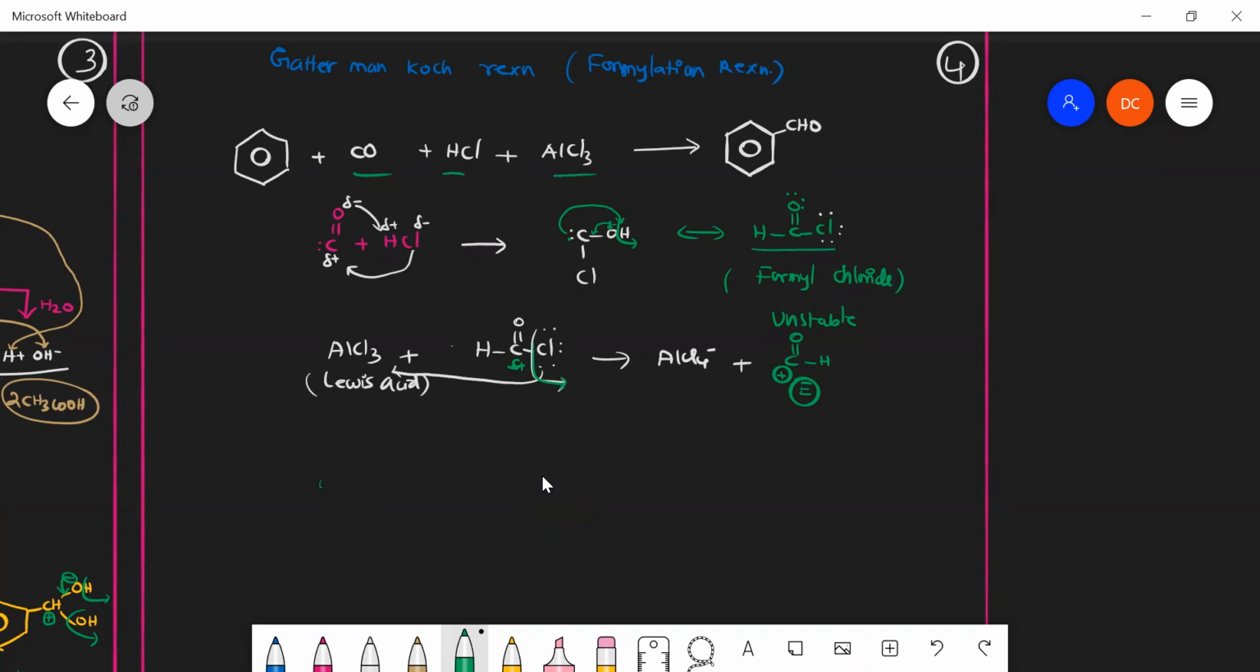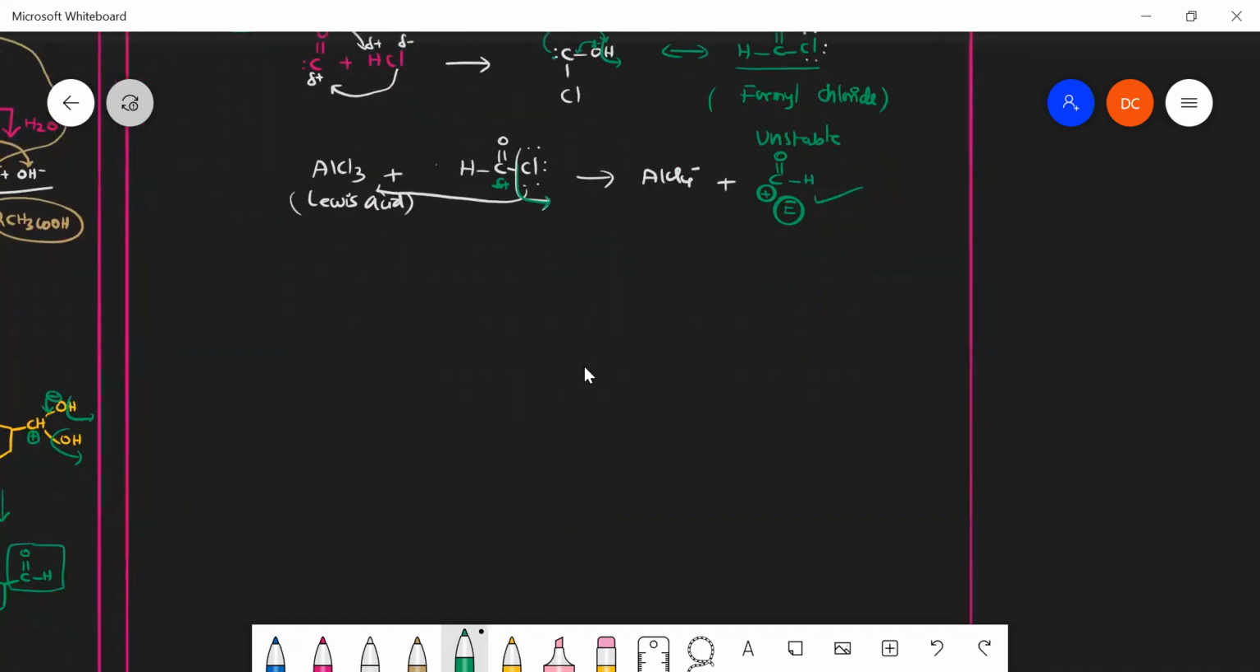What about the remaining thing? Only benzene is existing. So as we know, once the electrophile is formed, an electron rich species is needed. Electron rich species means what? The benzene ring. Okay, now the benzene ring is going to react with this CHO plus electrophile. So 1, 2, 3, and one more thing: C double bond O H and a positive charge is there.